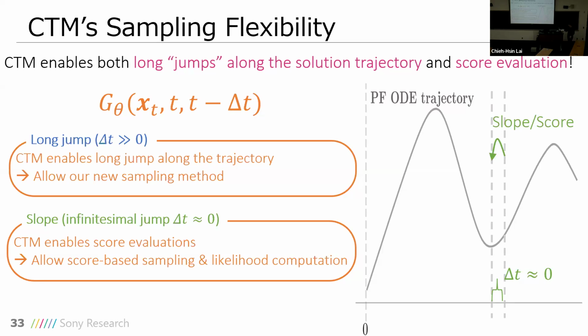So overall, the CDM models can provide you fast sampling if you do a long jump. And also it can provide you the diffusion model sampling if you set your time step incremental. So it is a unified model between the distillation-based method and the diffusion model itself.